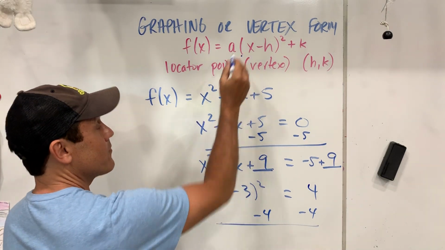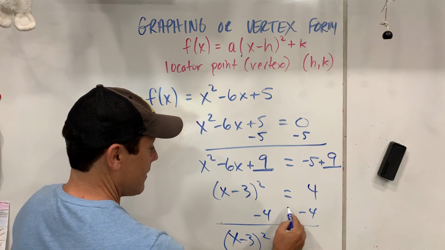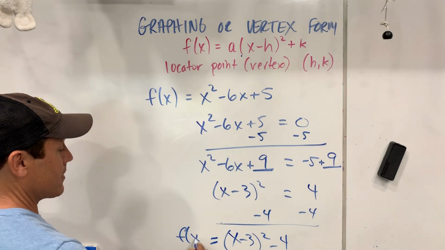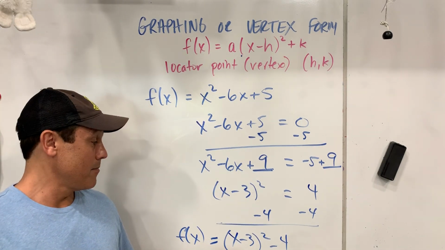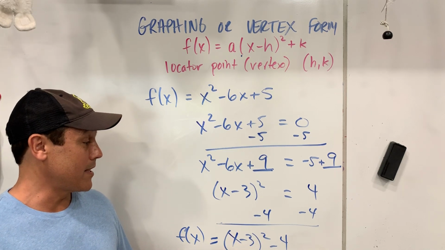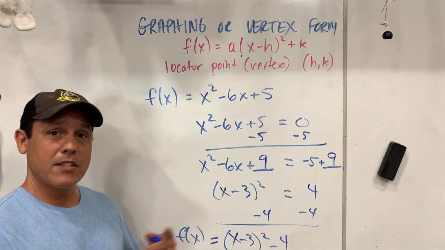But we want to put it in this form right there. So you have (x - 3)² - 4. And guess what? f(x) = (x - 3)² - 4. This puppy right here is in graphing form. And take a guess. What's the vertex? (3, -4). Test it for yourself.